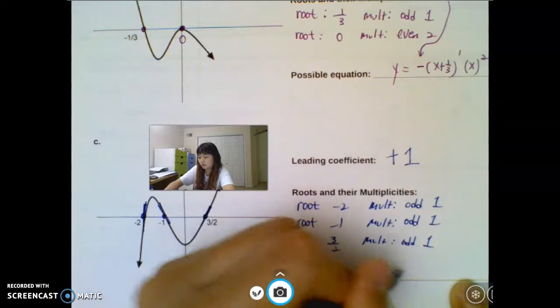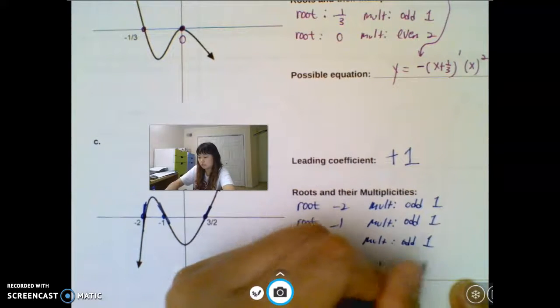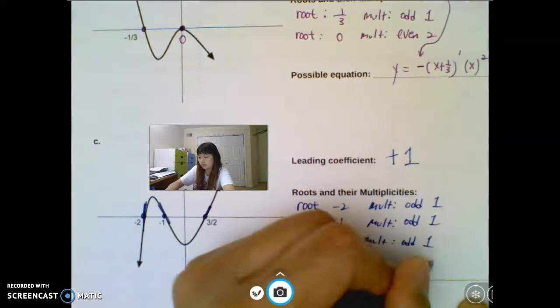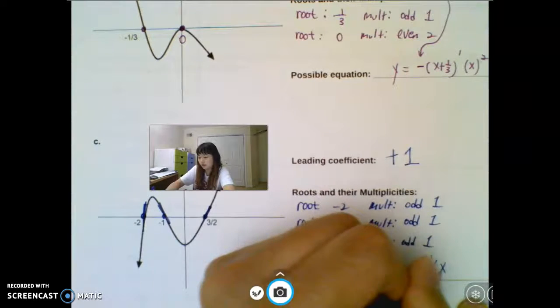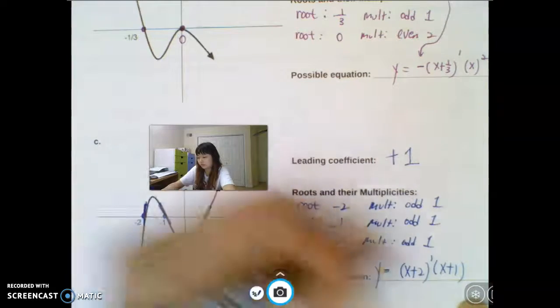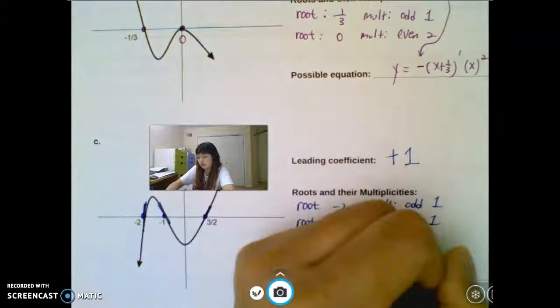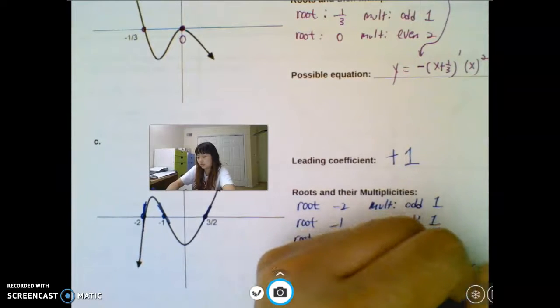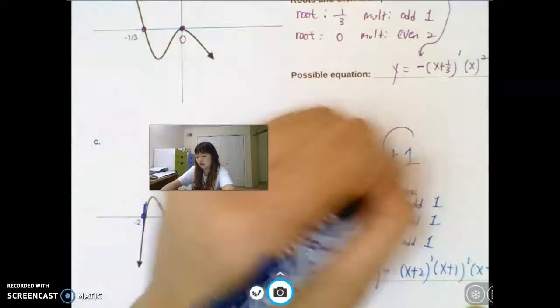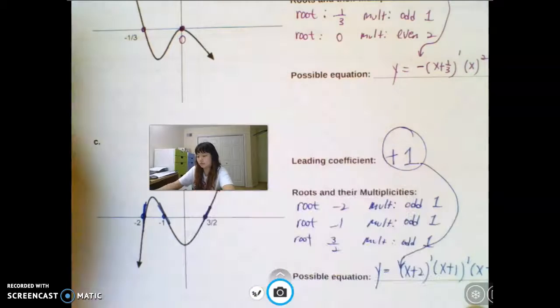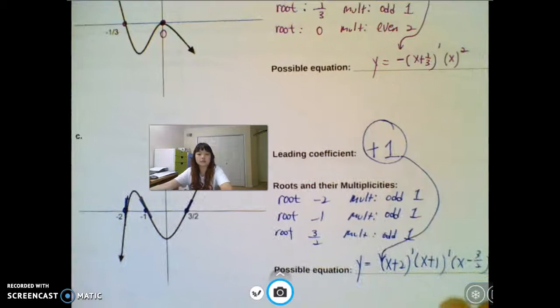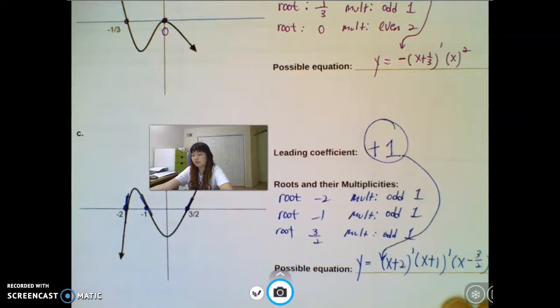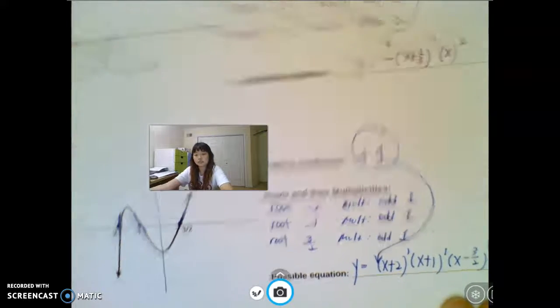The possible equation would be x plus 2, because we're doing the opposite, and then odd. X plus 1, we're doing the opposite and odd. And then x, odd. The leading coefficient is positive, so no, we don't have to write anything. If it's positive, it is positive. There you have it.